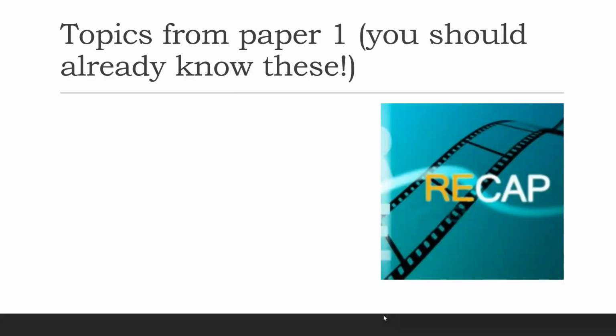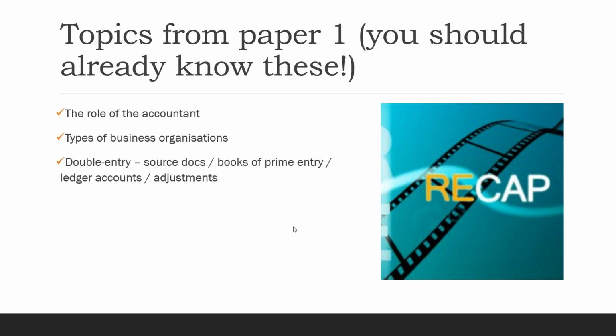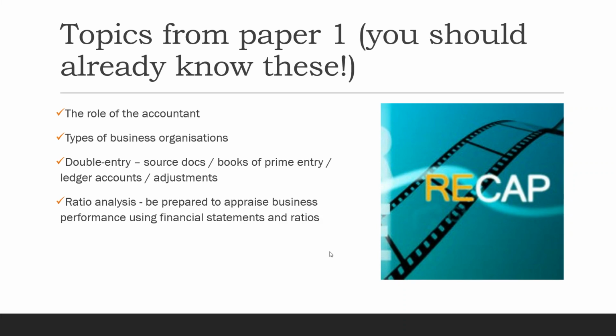So there should already be a list of topics from paper 1 that you've already revised. So things like the role of the accountant, the difference between bookkeepers and accountants, financial and management accountants, that kind of thing. Types of business organisations. Double entry, so source documents, books of prime entry, ledger accounts, adjustments. So these are all things that were in paper 1, also in paper 2 potentially.